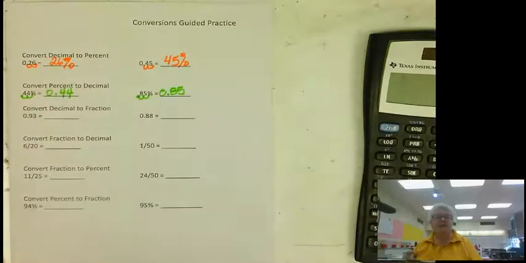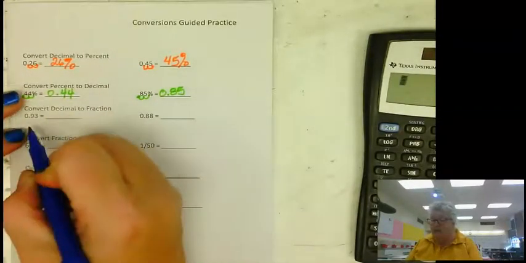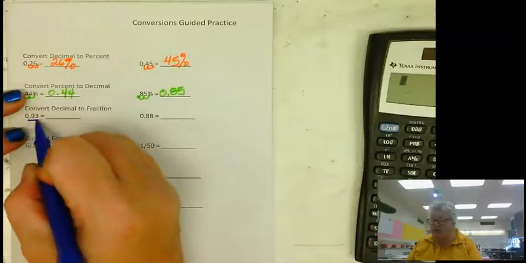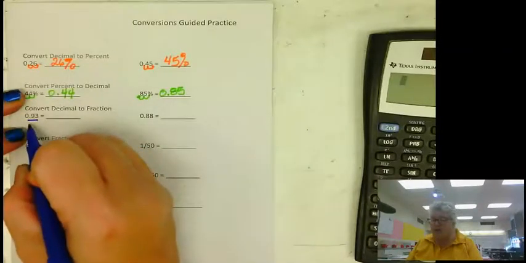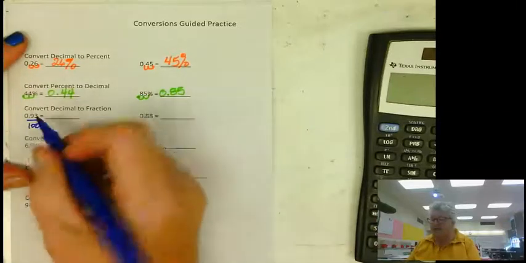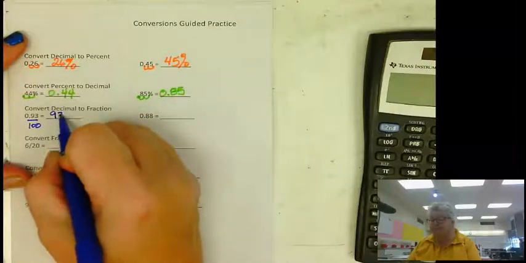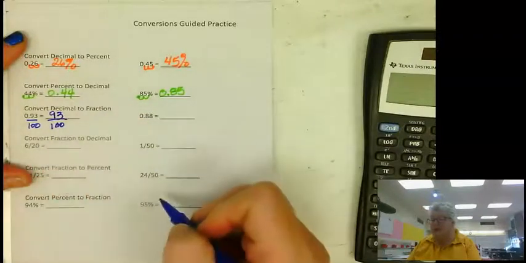Next one, convert the decimal to a fraction. Decimal to a fraction. Well, this is where we're going to use place value. 93/100ths, because that's our hundredths place. Can I simplify? No. So we keep it 93/100ths.